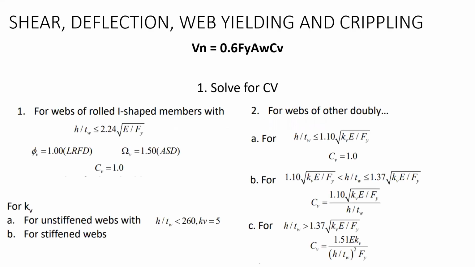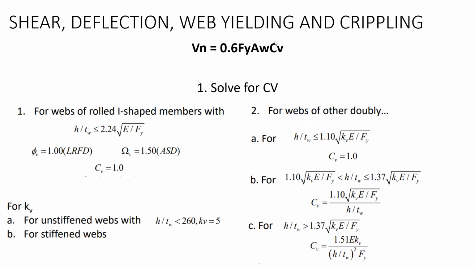For our finals review, I started with shear web deflection, yielding, and crippling. So for this one, you only have this formula. You have Vn, that is the shear nominal, is equal to 0.6 Fy Aw times Cv. So the first thing you do is you have to know Cv.